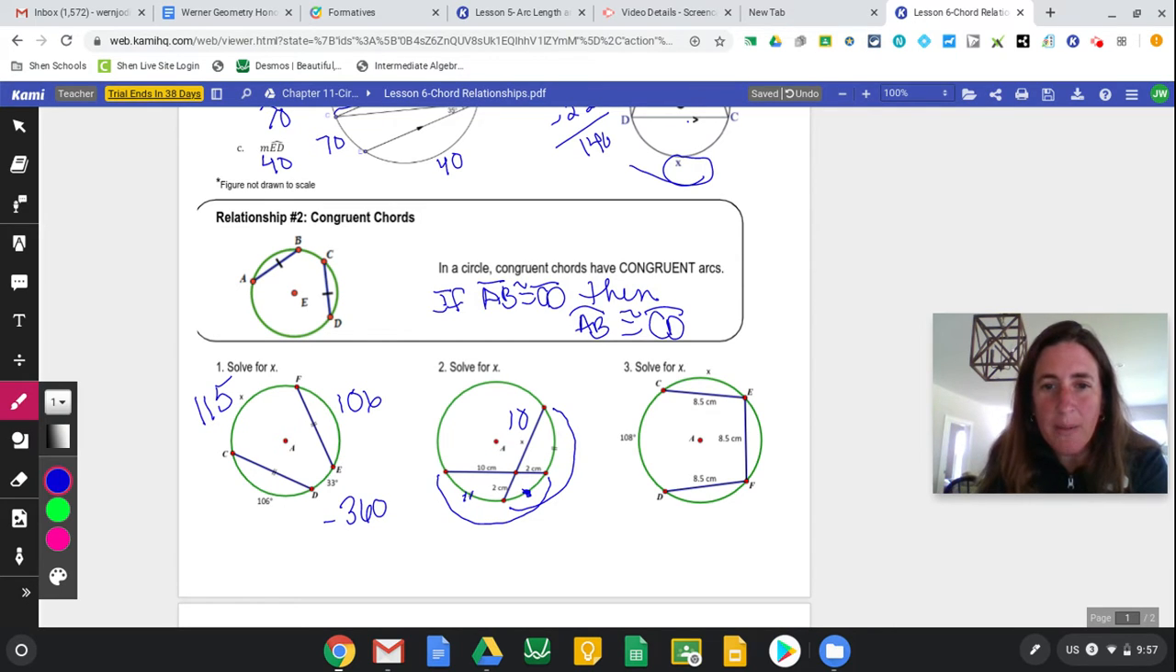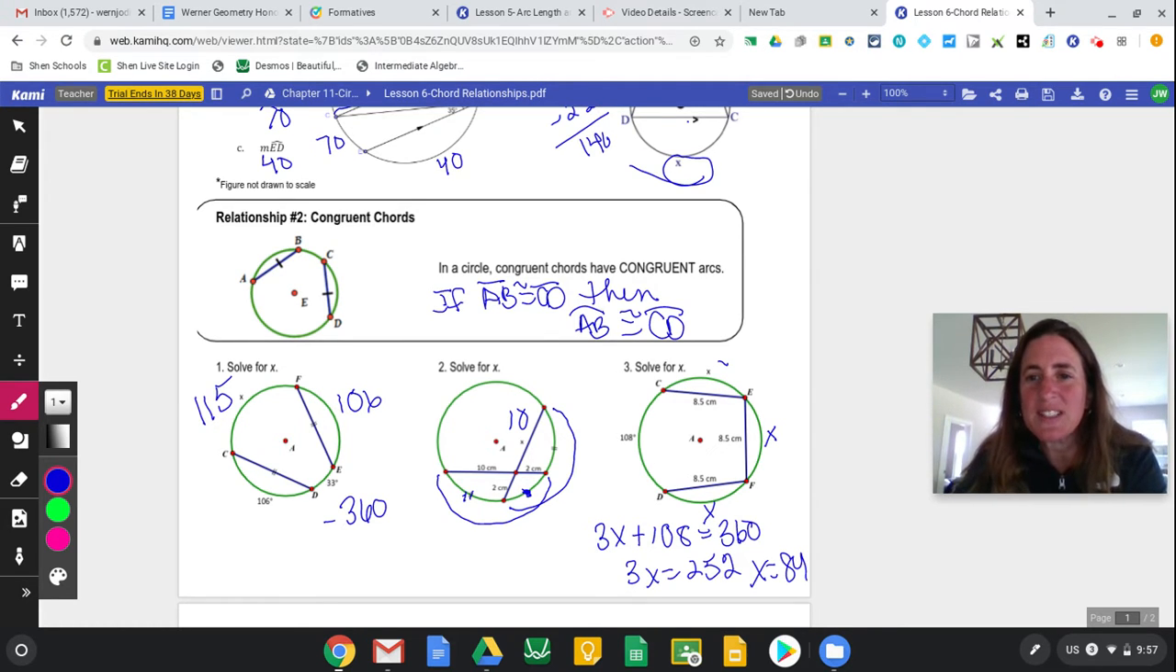Same idea here. Look, all of these chords are 8.5. That means all of these arcs are all x. This one was already marked x. So basically I have 3x plus 108 has to equal 360, or 3x has to equal 252. Or in the end, that guy has to be 84 for those 3 arcs. Each one's 84 degrees. That was super fun.